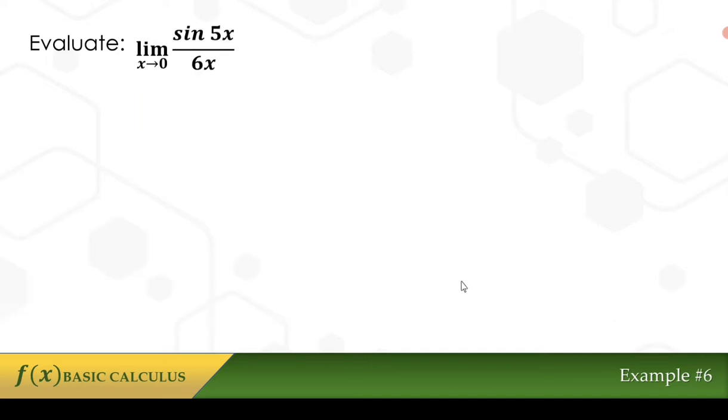Next, example number 6. So how about problems? Okay, we're required to use a special limit. Okay? So, example number 6. Limit of sine 5x all over 6x as x approaches 0. Okay? Now, we have here sine 5x all over 6x.